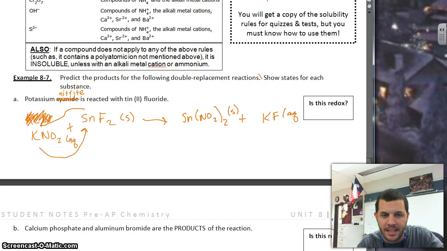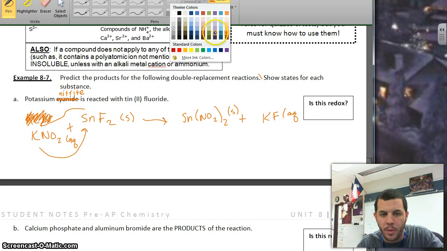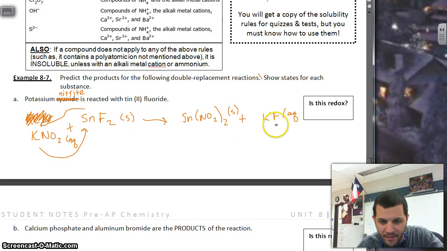Okay, so the last thing that we need to do is balance it, so let's go ahead and do that. I've got 1 potassium, we're good. I've got 1 tin, we're good. I've got 1 nitrite, 2 nitrites. We're not good. Let's put a 2 here. Now I've got to go back and fix my potassiums. If I put a 2 right there, that fixes my potassiums and it also fixes my fluorides.